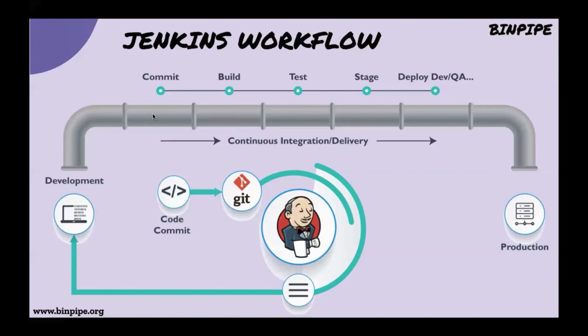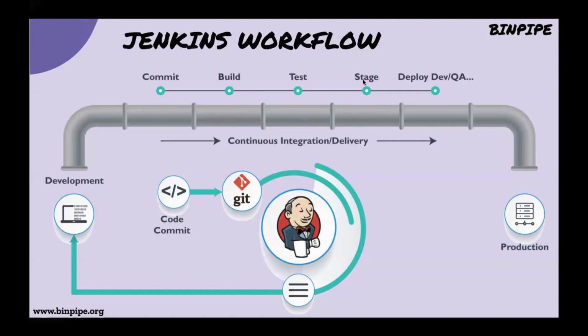This pipeline then builds the code. If it is Java, it will build into a jar file. If it is Android, it will build an APK. If it is some other software, like C++ or C sharp, it will build an exe executable file or any other binary. And once those binaries are built, it goes to a test phase.